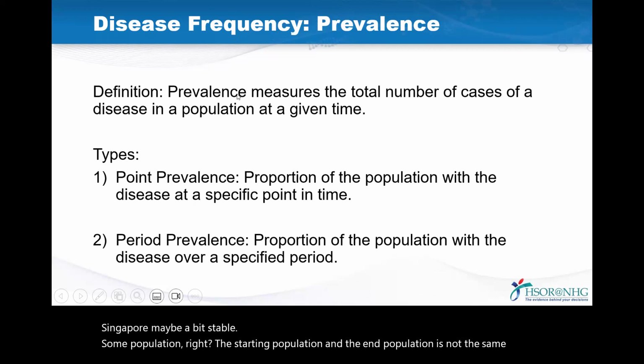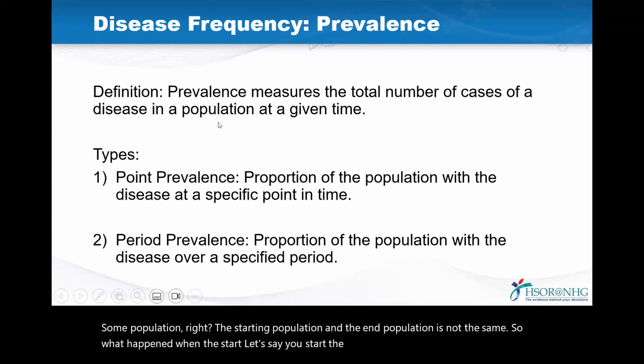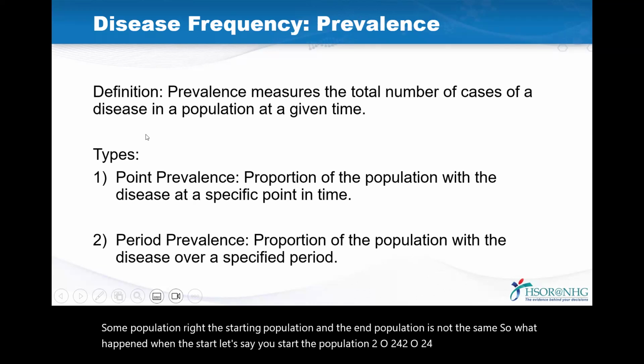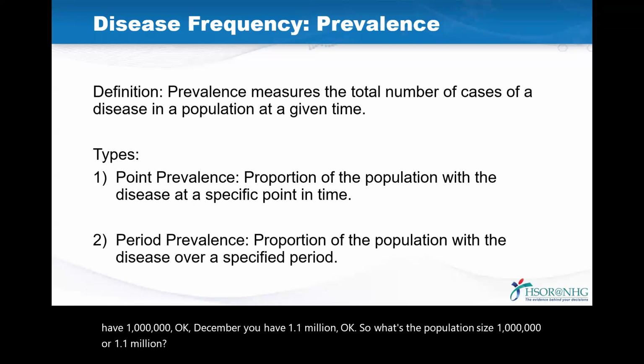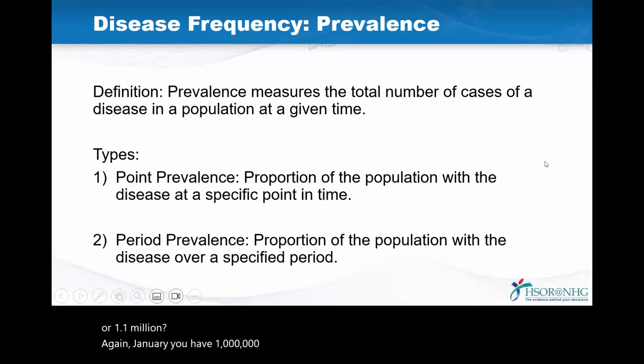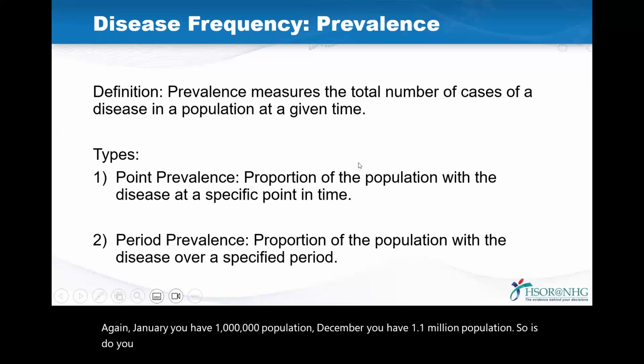So what happens at the start? Let's say the start of the population is 2024. In January 2024, you have 1 million. In December, you have 1.1 million. So what's the population size, 1 million or 1.1 million? January, you have 1 million population. December, you have 1.1 million population. So do you use 1 million, 1.1 million, or what?